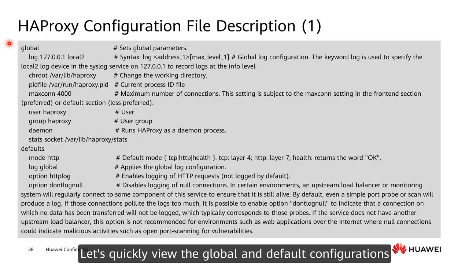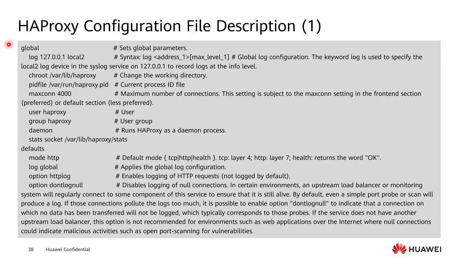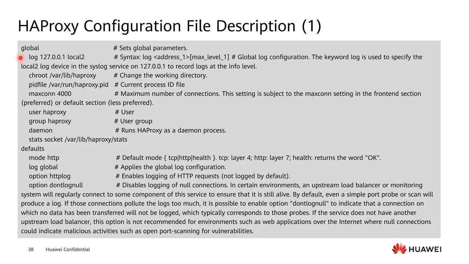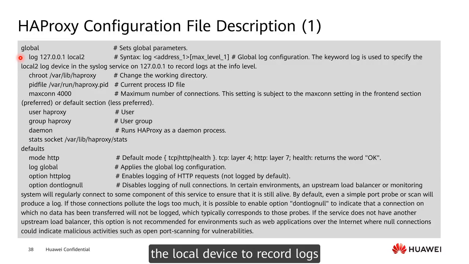Next, let's quickly view the global and default configurations. Here, global is used to set global parameters, and log is the global log configuration. The keyword log is used to specify the local tool, which means the log device in the syslog service on the local device, to record logs at the info level.